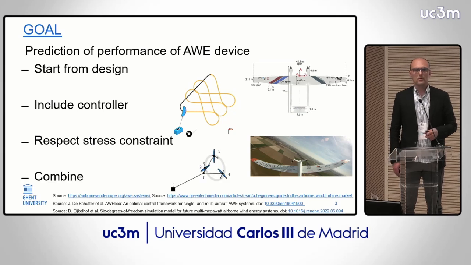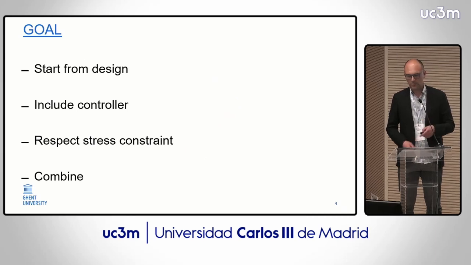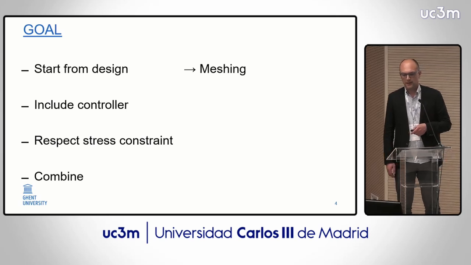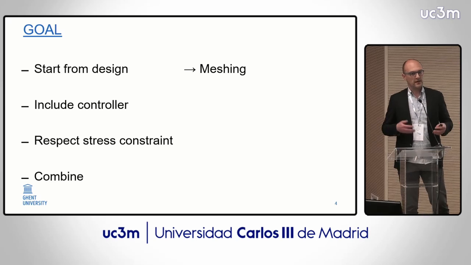And also, we want to be able to combine multiple devices, so not just one airborne wind energy device, but a multi-kite combination or a combination of an airborne device with a conventional wind turbine. So we want to combine it with other things. So if you have all these goals, then we need to take that into account in the software that we're using for the aerodynamics. So if we want to start from a design, any design that you give us, then we need good meshing tools and a feasible approach to mesh the entire device, starting from the geometry.